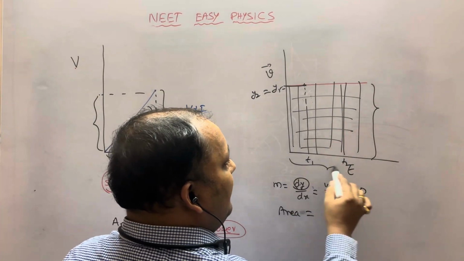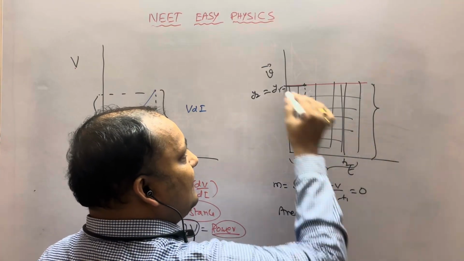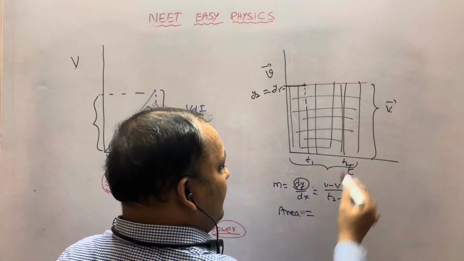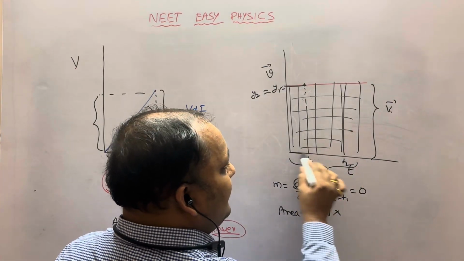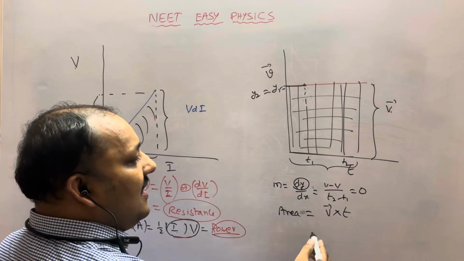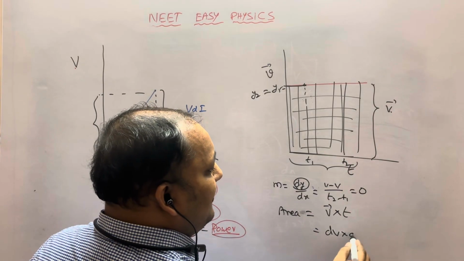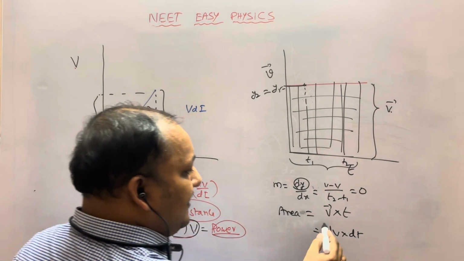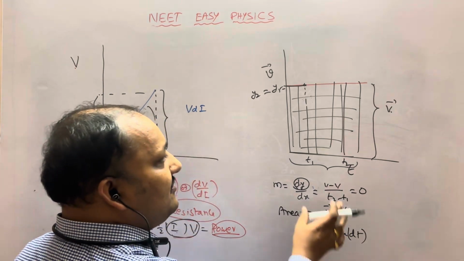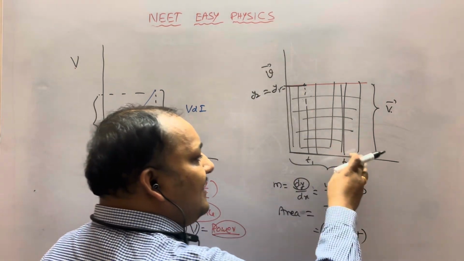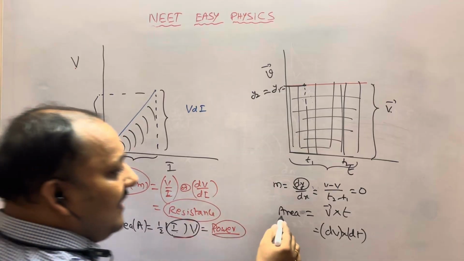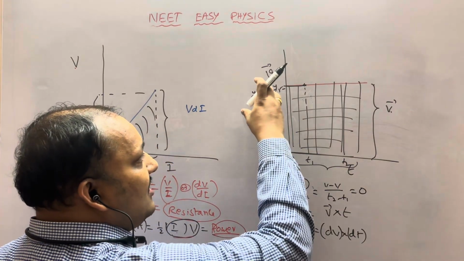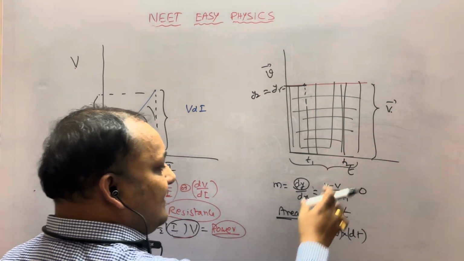Length into breadth. This is which axis? Velocity axis. Velocity into this is which axis? Time. Otherwise, dv into dt. Anything. But it is going to give the product of y-axis and x-axis. Which one? Area. Area will always give the product of y-axis and x-axis.